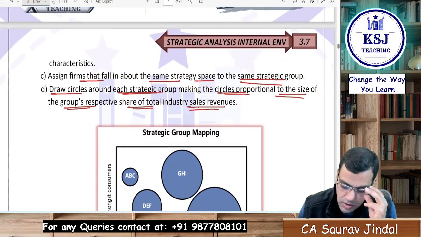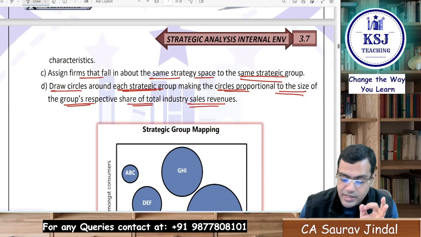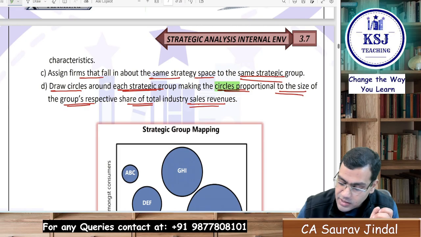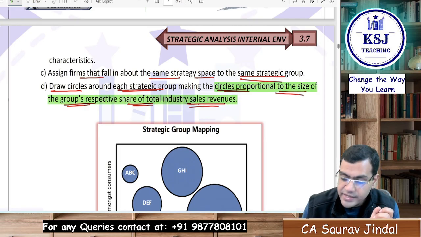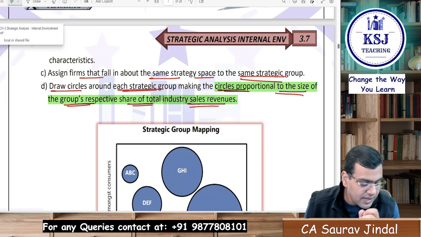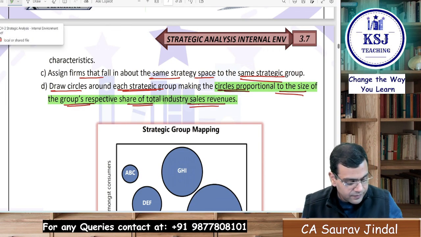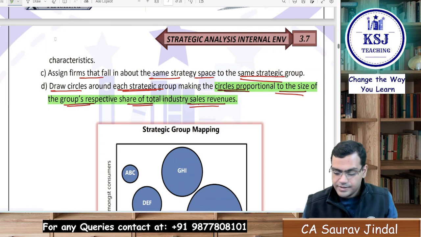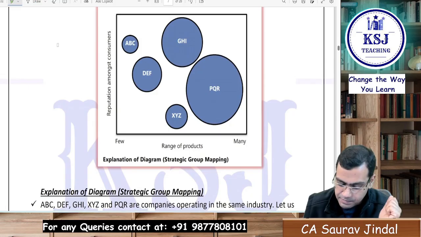Now this is important. You have to draw the circles around each strategic group, making the circles proportional to, please mark it very clear, circles should be proportional to the size of the group's respective share of total industry sales revenue. Now this is the example that they have taken. What is this example that they have taken, sir? Very good example. Let's see what is the example.